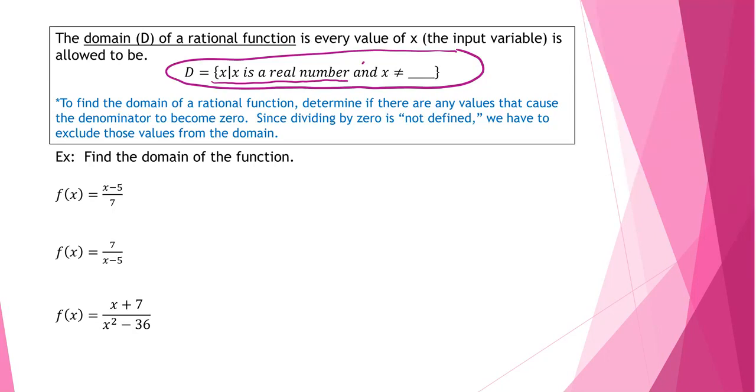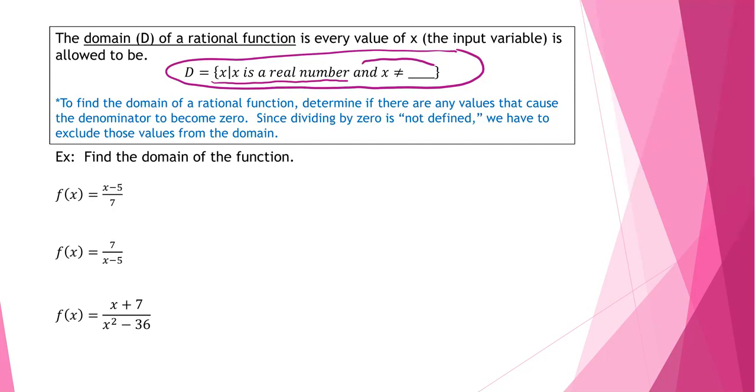Sometimes, though, we run into numbers that cause us problems, and that's what this second part is about. It says to find the domain of a rational function, determine if there are any values that cause the denominator to become 0. Remember earlier we talked about how we don't want a denominator to be 0 because it makes things undefined. So since dividing by 0 is not defined, we have to exclude those values from the domain.